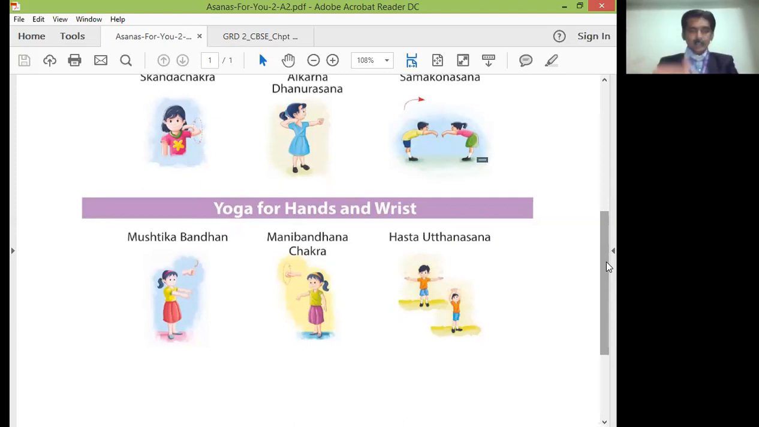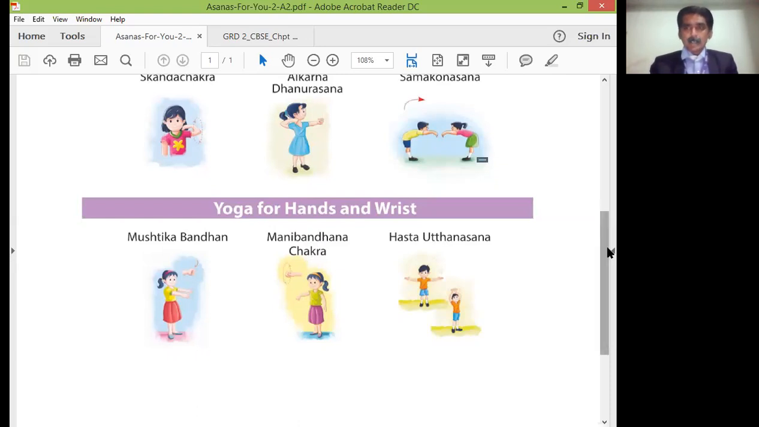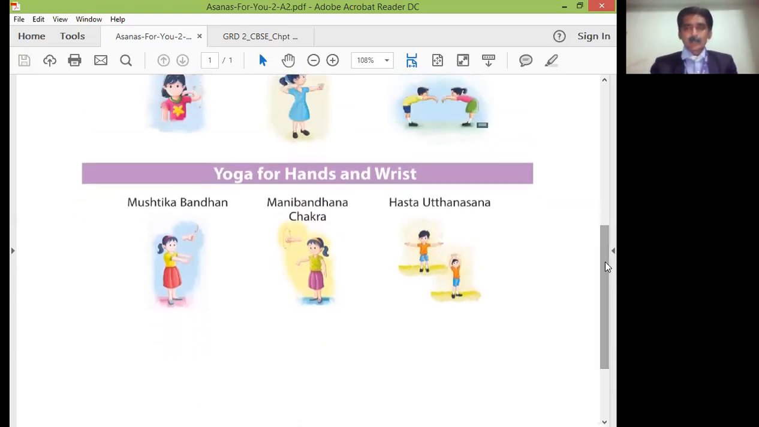The wrist. Mani Bandhana Chakra. See, this is Mani Bandhana Chakra. Mani Bandhana means from your wrist. Okay. And next is Hasta Uttasana. These are all Sanskrit words. And see, hands, how you have just put your hands like this, make it for once. Just lift them up, again lift them, bring it down, bring to the original position. You have to follow these exercises at least for 5 to 10 minutes, better, okay?